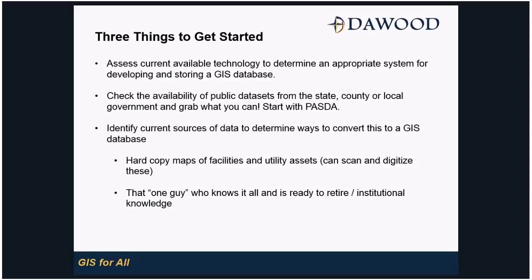And third, identify current sources of data and determine ways to convert this to a GIS database. You may have hard copy maps of facilities and utility assets that can be scanned and digitized. And again, that one guy who knows it all and is ready to retire, see how you can get that institutional knowledge so that it's not lost when that person moves on.